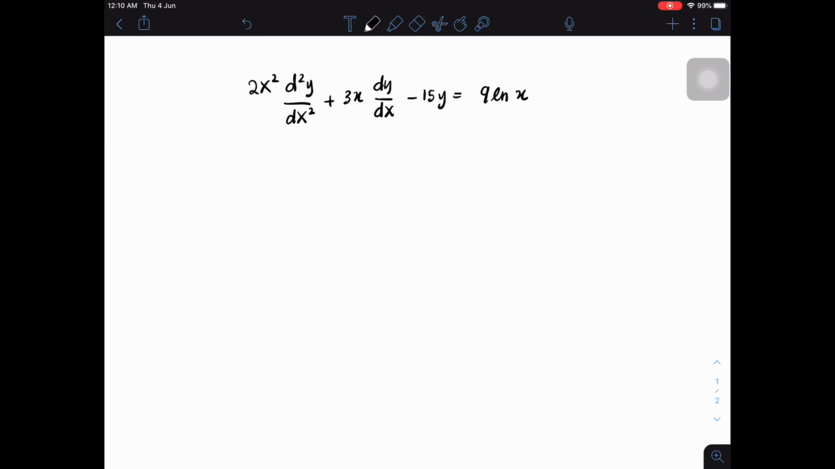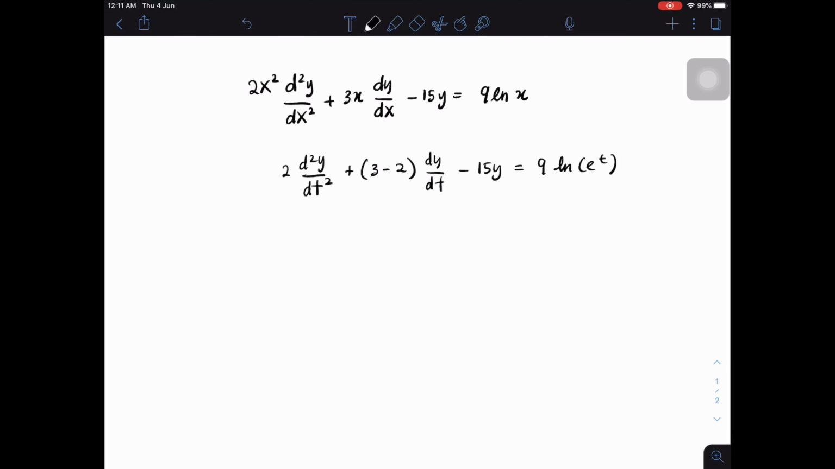Let's solve this problem where we have 2x squared d²y/dx² plus 3x dy/dx minus 15y equal to 9 ln x. So this one is still an Euler equation that we need to transform into the general form of second order ordinary differential equations. We use the same method as before, so we will have our general form as 2 d²y/dt² plus (3 minus 2) dy/dt minus 15y equal to 9 ln e^t.